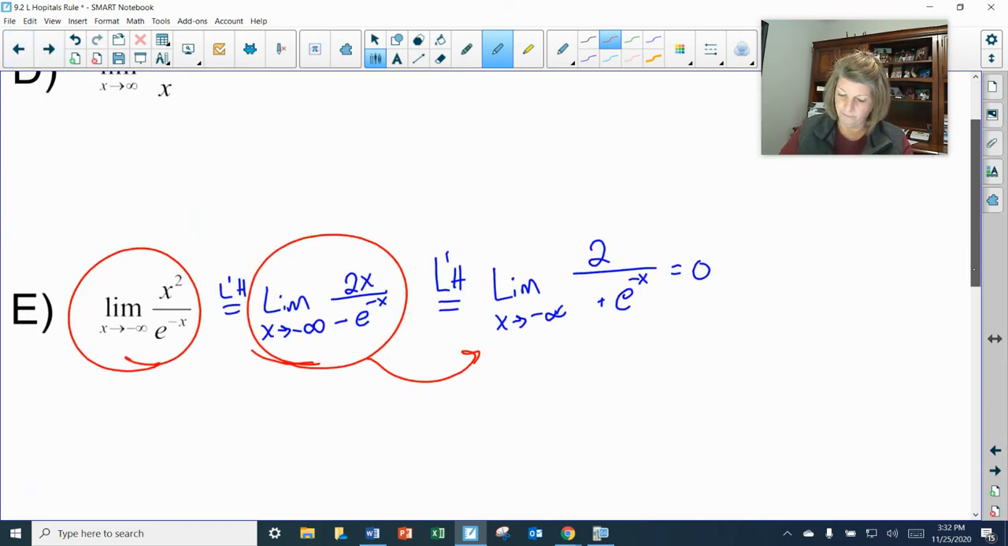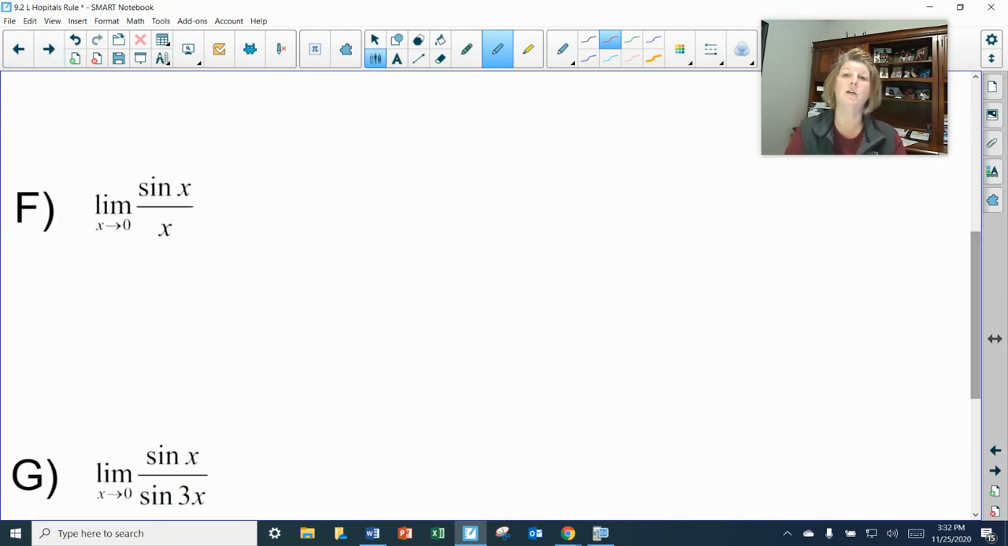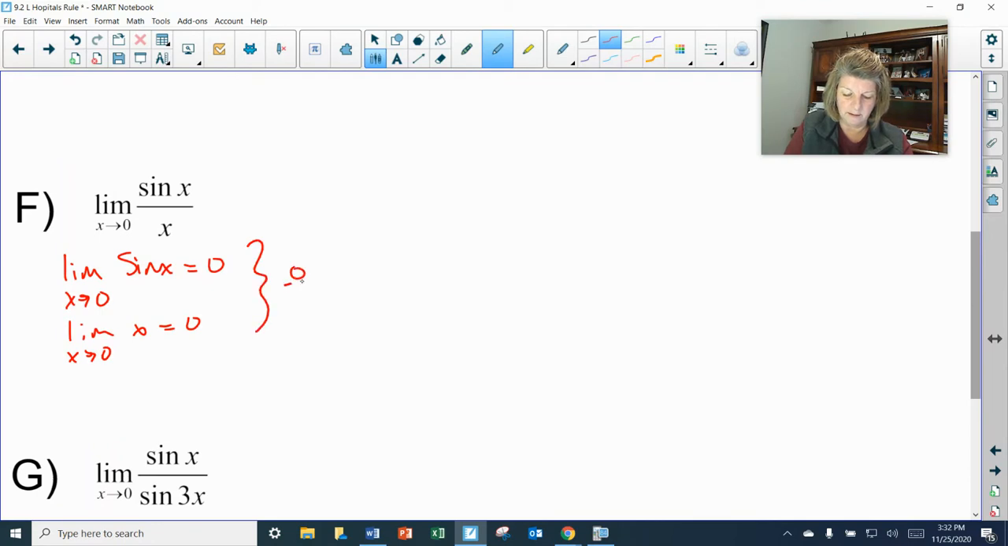There is an F, must be down below. Sine x over x. If I put 0 in sine of 0, the limit, I guess it isn't that bad. The limit of sine x is 0. The limit as x goes to 0 of x is 0. This gives me the 0 over 0 case, which means L'Hopital's applies.